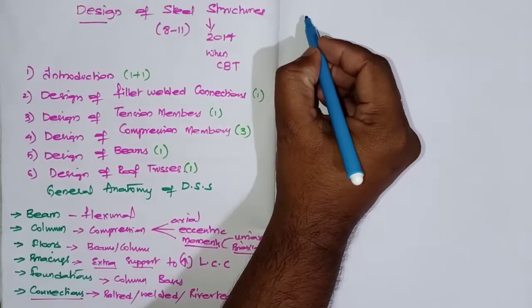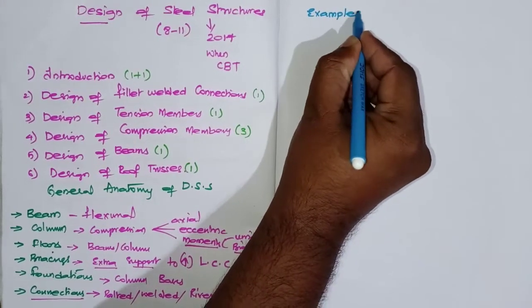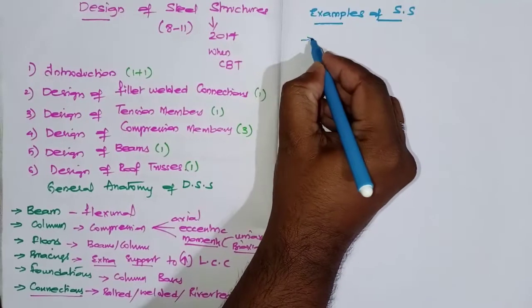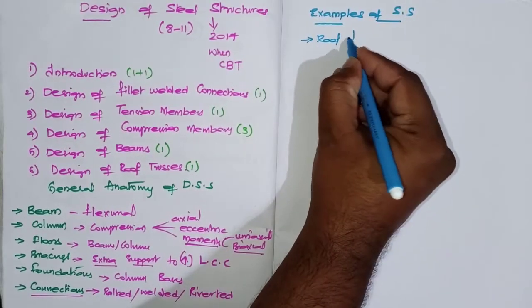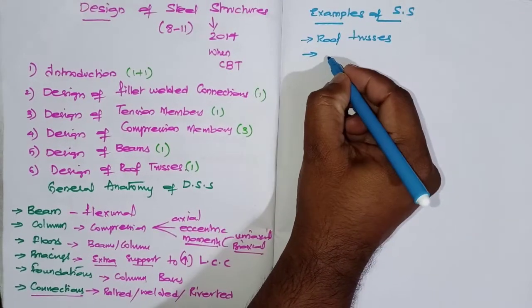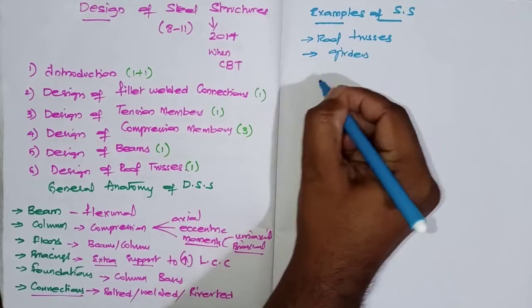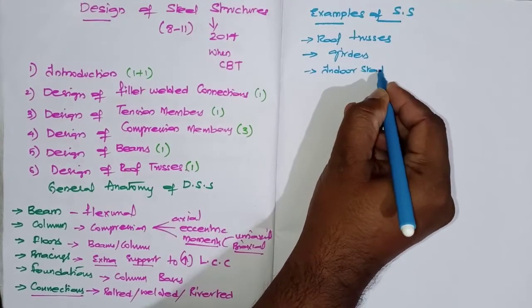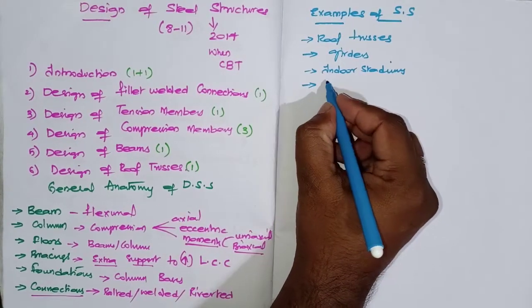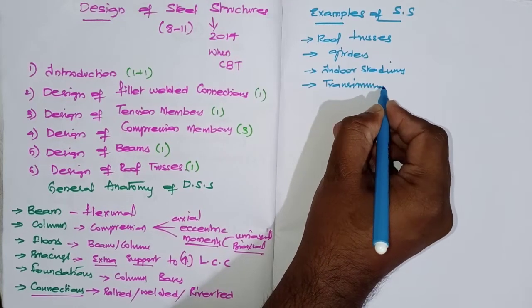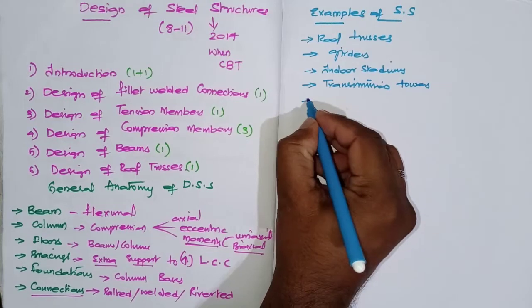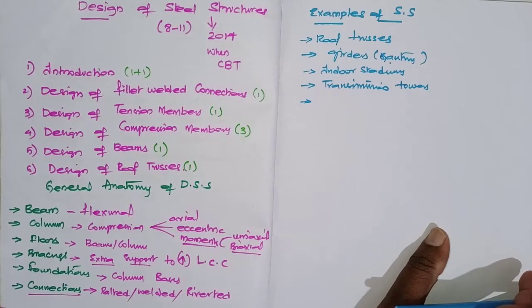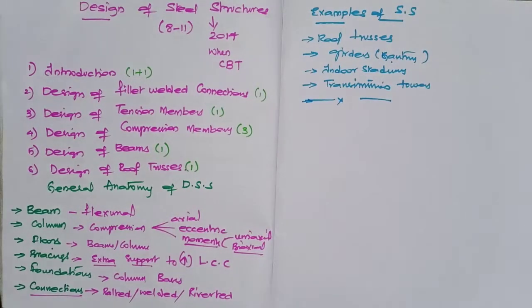Next we'll see some examples of steel structures. In our daily life, if I go to any indoor stadiums or theaters, you will see roof trusses. Next you will see girders; railway bridges will have girders. Roof trusses you will have at indoor stadiums. If you see the power transmission towers, and this may be gantry girders, like that. These are some of the examples of steel structures.